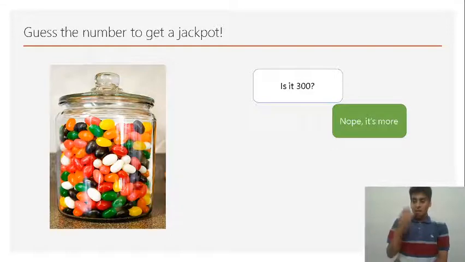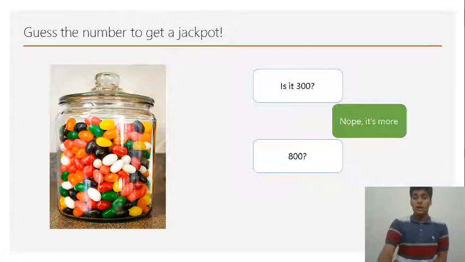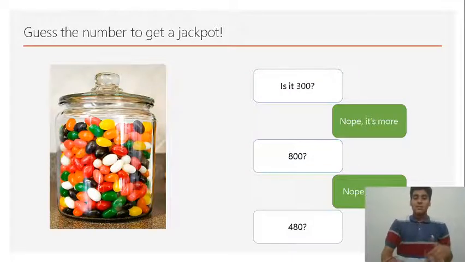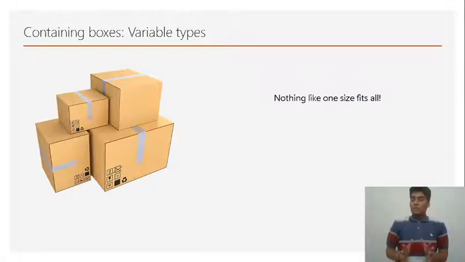So you say, it is going to be more. There are more than 300 jelly beans in this jar. 800? No, there are fewer jelly beans in this jar, and so on. Such a conversation could go on, and this is how someone has to figure out the number of jelly beans in this jar. This is known as the jackpot game, and we will just start coding it.